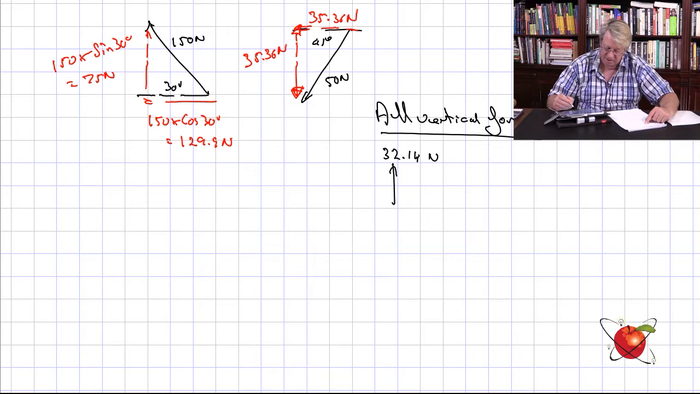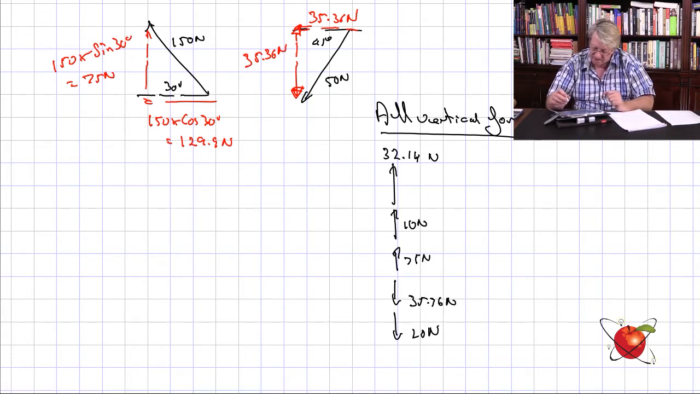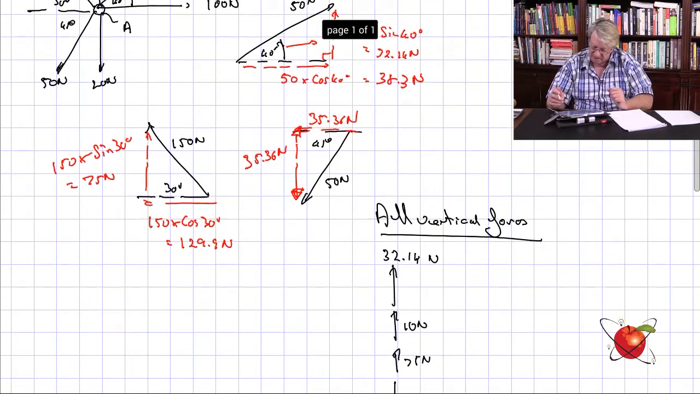32.14 newtons. Then we've got the 10 newtons, okay? Then we've got the 75 newtons. Then moving around, we've got one going down, 35.36 newtons. Then going down, we've got 20 newtons, right? Let's just check those out. There we go. Can you see?